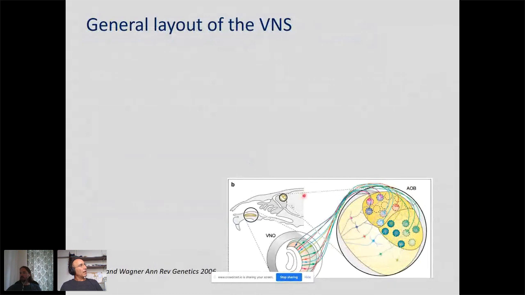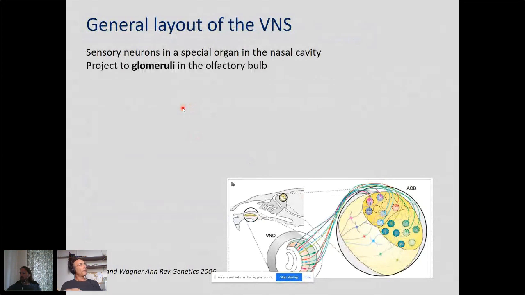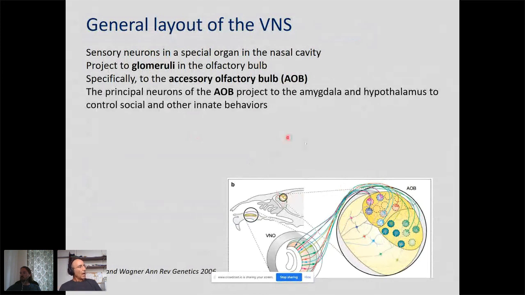And here's a general layout of the vomeronasal system. So there are sensory neurons in the nasal cavity in a special organ. They project to structures that are called glomeruli in the olfactory bulb. And specifically, they project to a region called the accessory olfactory bulb. It's a small region within the entire olfactory bulb. And in the olfactory bulb, you have principal neurons, which are called mitral tufted cells, and they sample the inputs from these glomeruli, and they send their axons to regions in the amygdala and the hypothalamus that are known to control social and other innate behaviors.